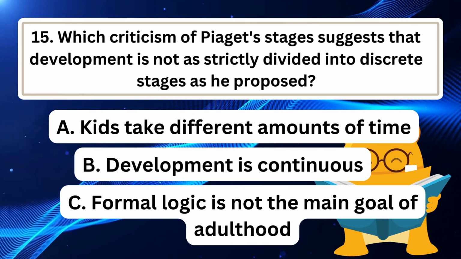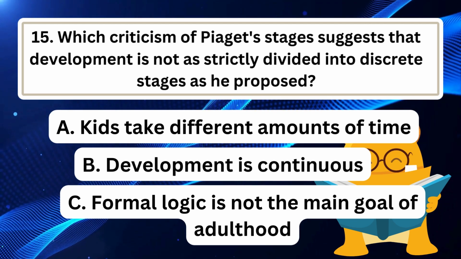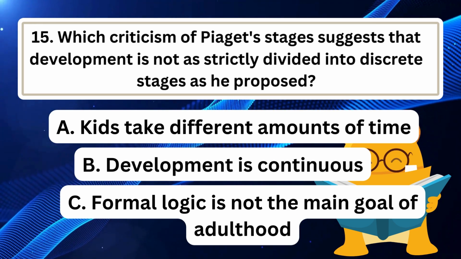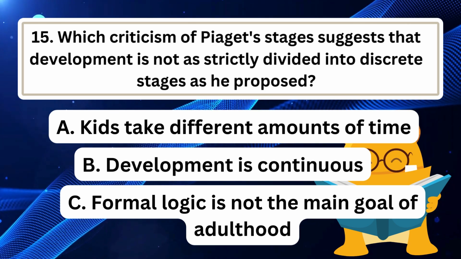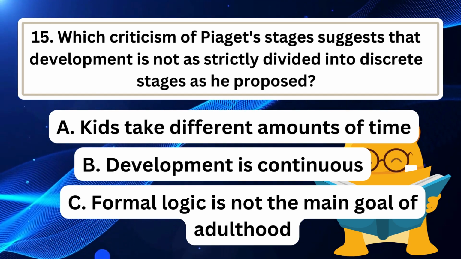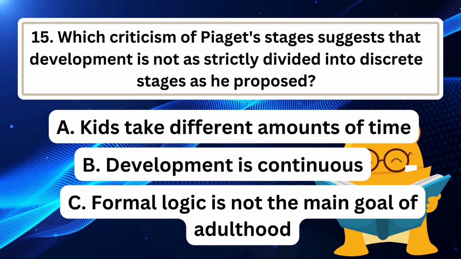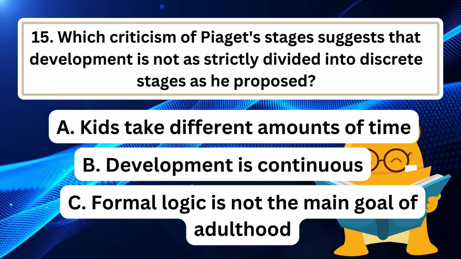15. Which criticism of Piaget's stages suggests that development is not as strictly divided into discrete stages as he proposed? A. Kids take different amounts of time. B. Development is continuous. C. Formal logic is not the main goal of adulthood.